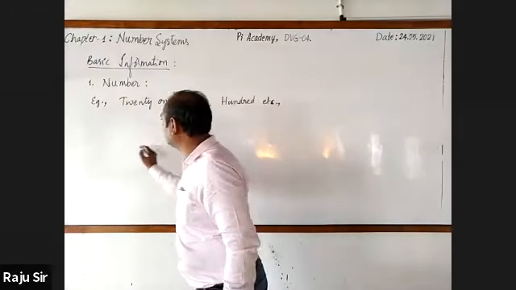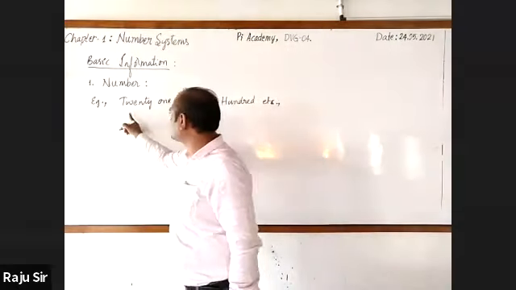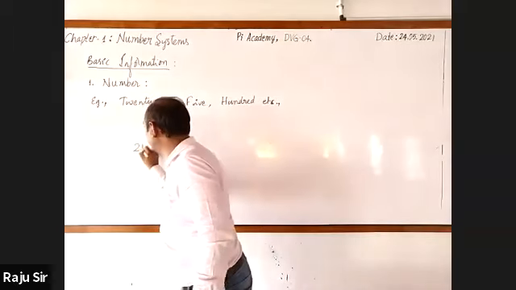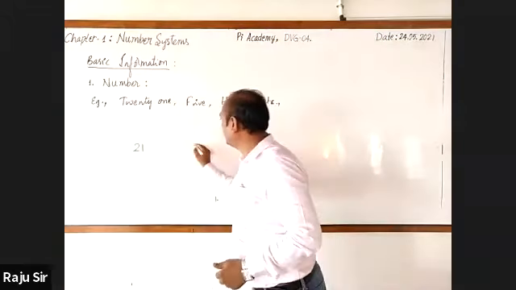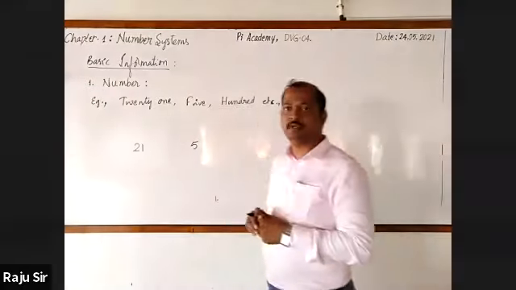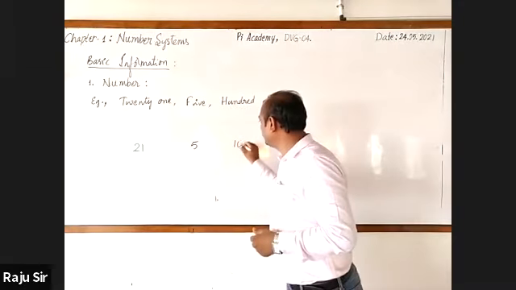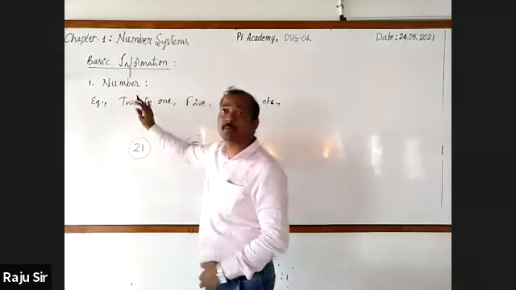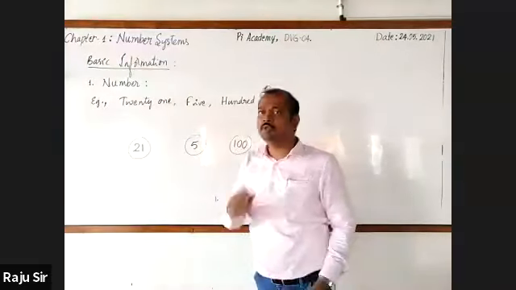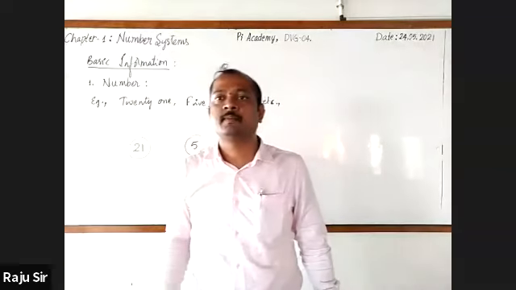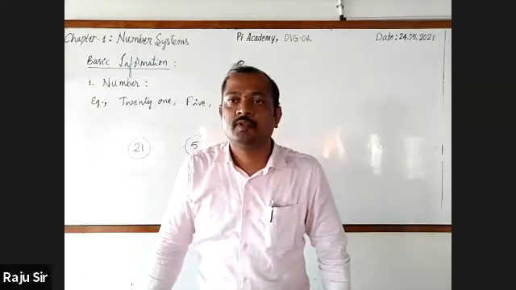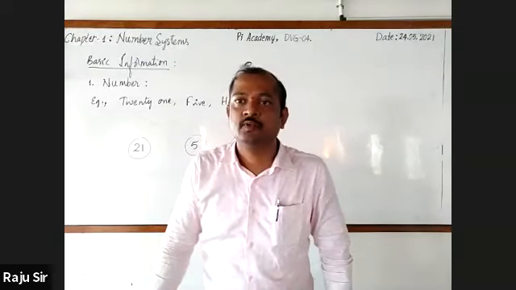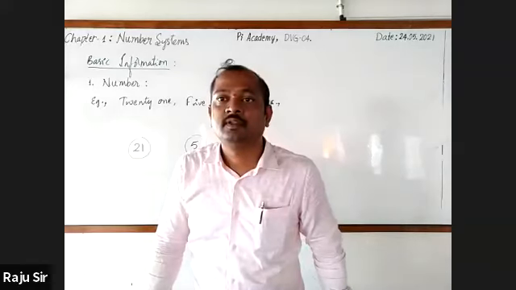Okay, here 21. The symbol that we use to represent 21 is like this. And 5 will be written in this way. 100 will be written like this. So these are the symbols which are used to represent the numbers. Could you tell what do you call such symbols? Anybody? Digits. What do you call such?